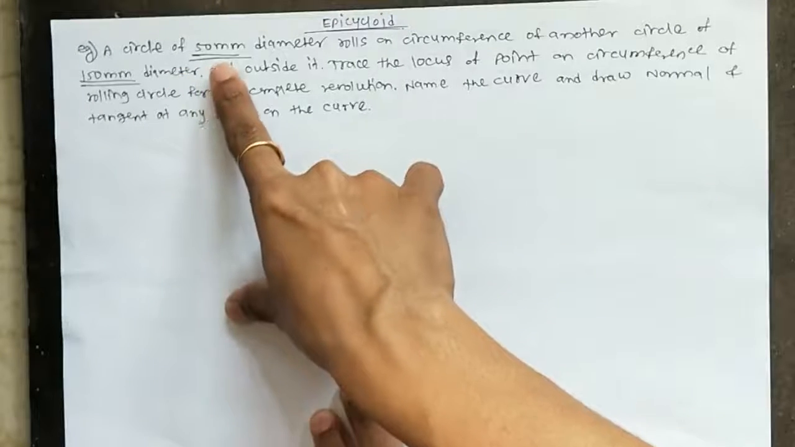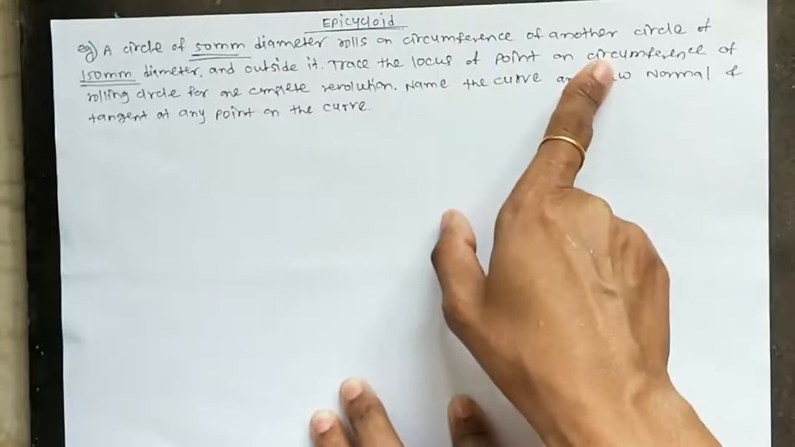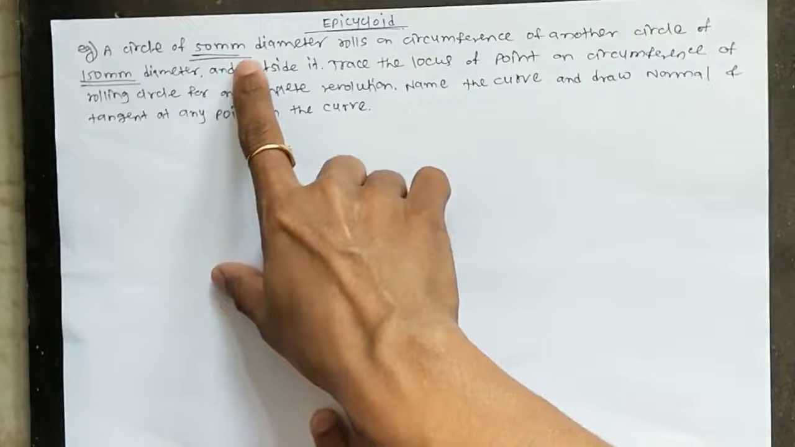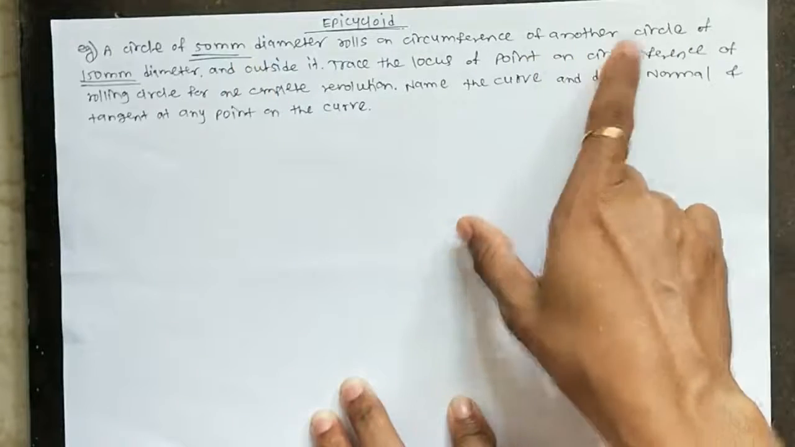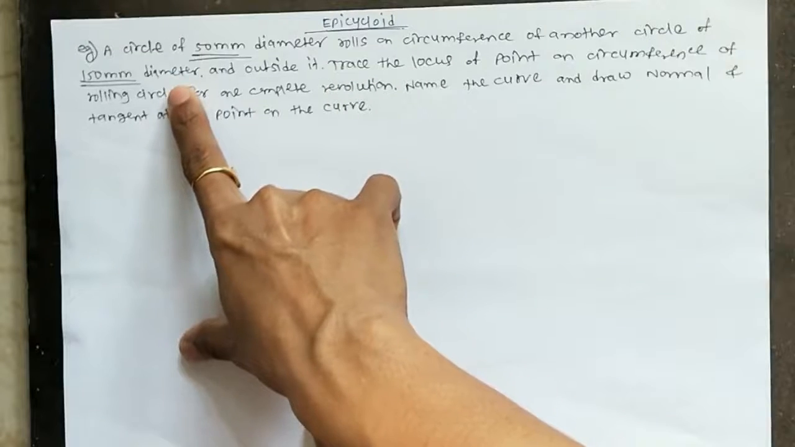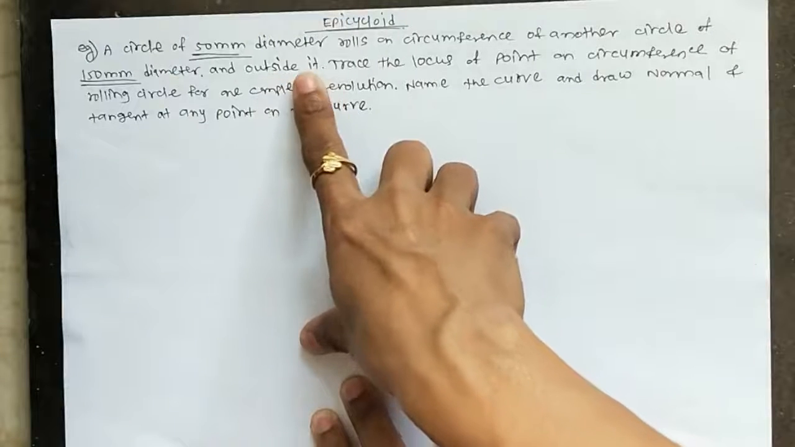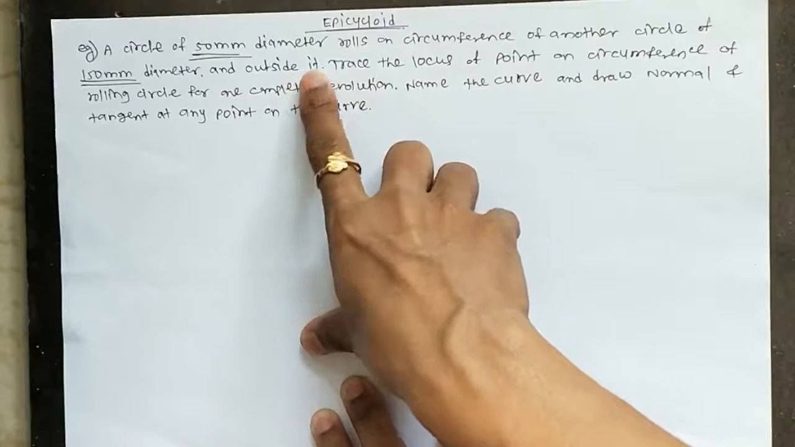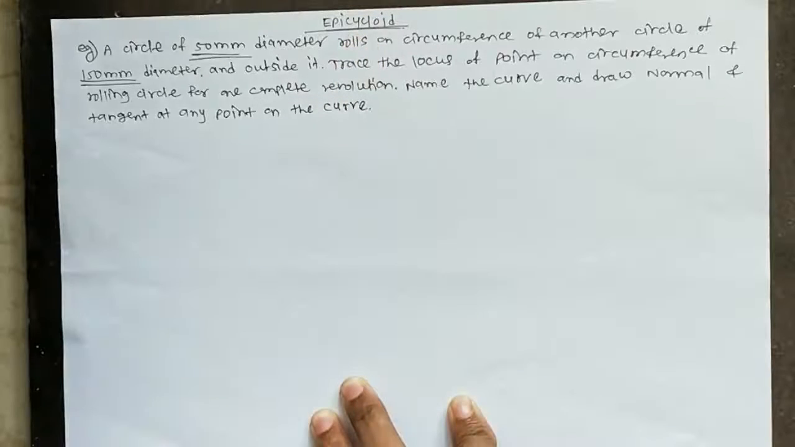It is given as a circle of 50 mm diameter rolls on another circle. So this 50 mm diameter circle is a rolling circle and rolls on another circle of 150 mm diameter. So 150 mm diameter is a directing circle and outside it is mentioned. So outside it means it is a epicycloid. So you have to draw epicycloid.